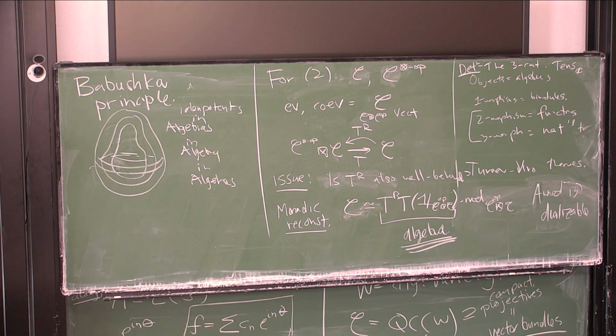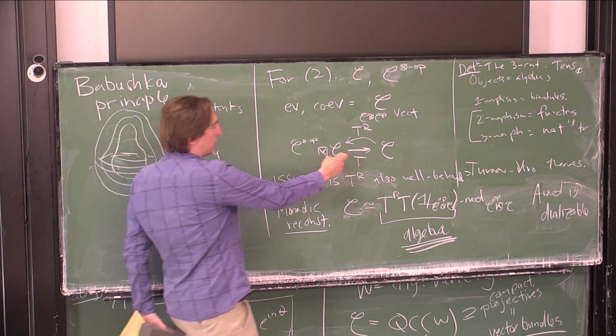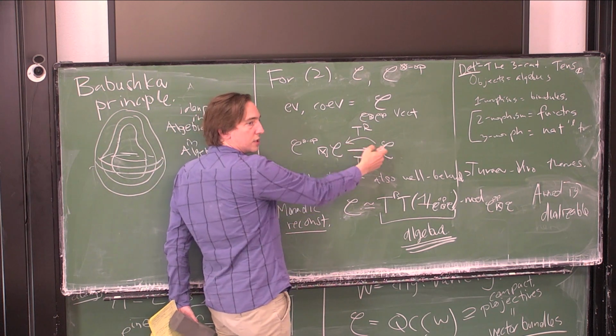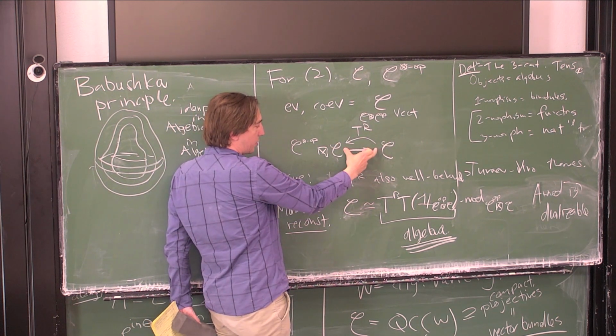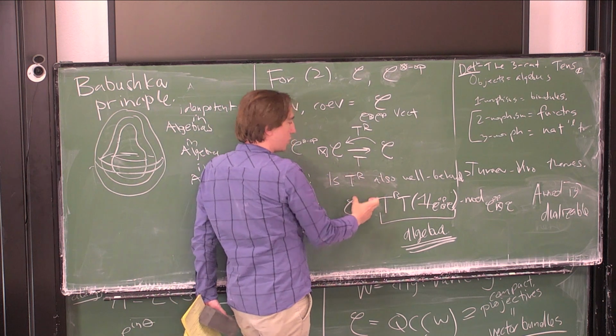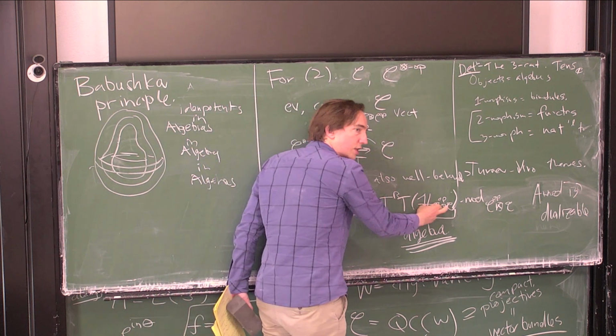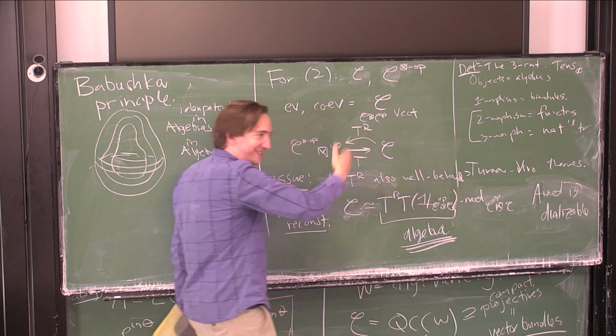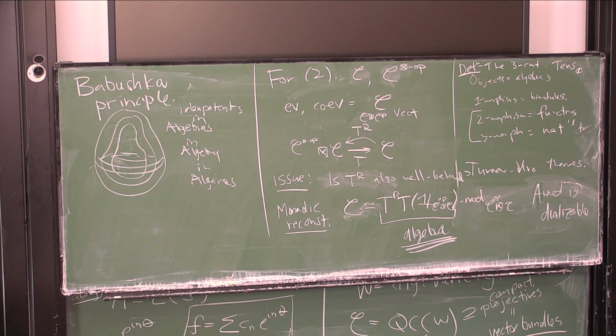So that's what I mean by the Babushka principle. We just repeated the same proof that we had before. We had to do the same check. And then miraculously, using rigidity, we reduced that check to the thing we already checked. So it's very satisfying.